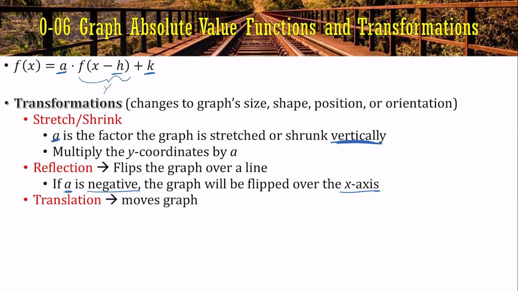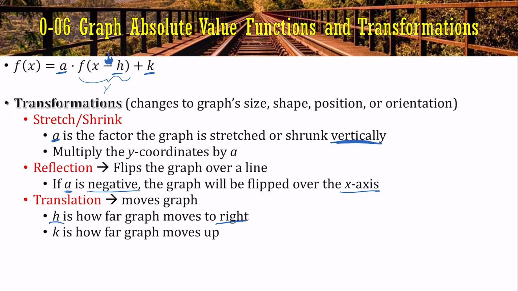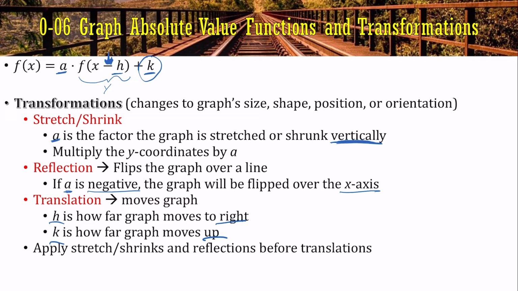Translations move the graph. H is how far the graph moves right. And notice it's a minus h up here. So that means if it's x minus 2, we're going 2 to the right. If it's x plus 2, it'll be 2 to the left. And k is how far it goes up. K is at the end. It's a plus k, so if it's plus 2, we go 2 up. In general, you'll do the stretch and shrinks and reflections before the translations because you multiply before you add. Order of operations.